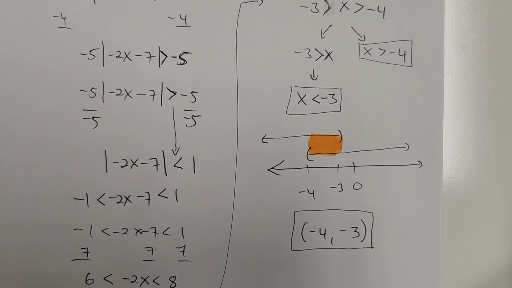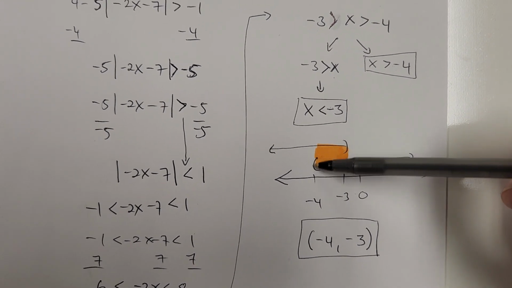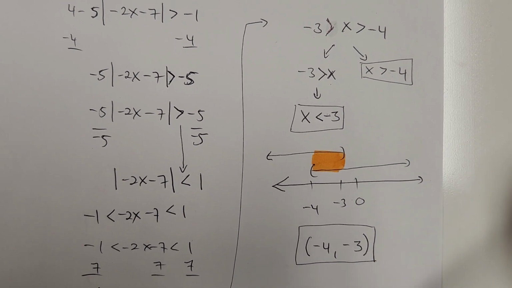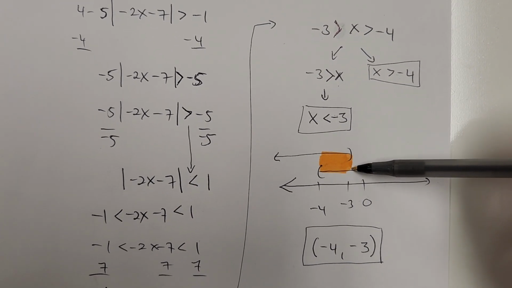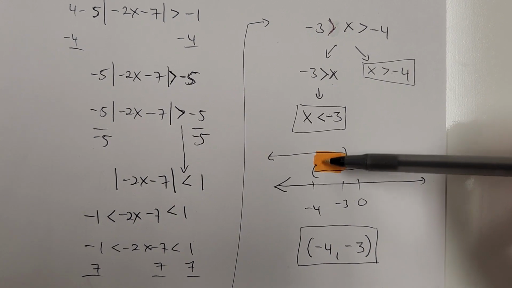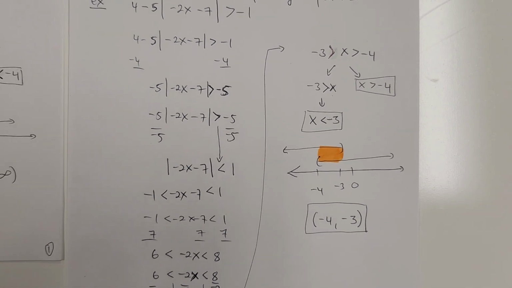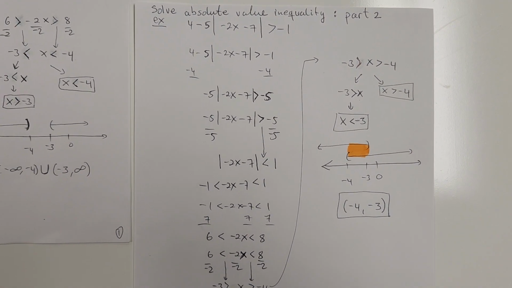One more time, if there is an overlap, my answer is only at the overlap. We shade it in orange. So that is the answer for part 2.